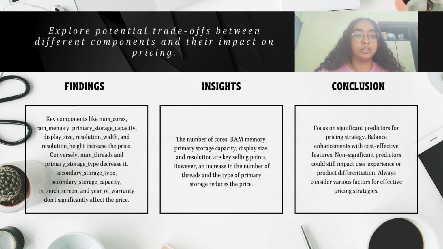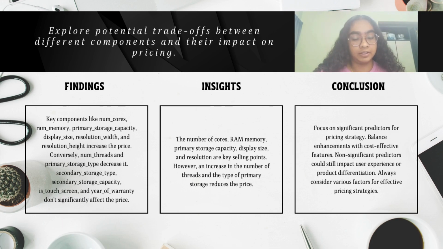On the other hand, the number of threads and primary storage type have a significant negative impact on price, indicating that an increase in these components could lead to a decrease in the price. And the secondary storage type, secondary storage capacity, touchscreen, and year of warranty did not affect the price because the p-values are greater than 0.05, suggesting they were not statistically significant predictors of the price at the 5% significance level.